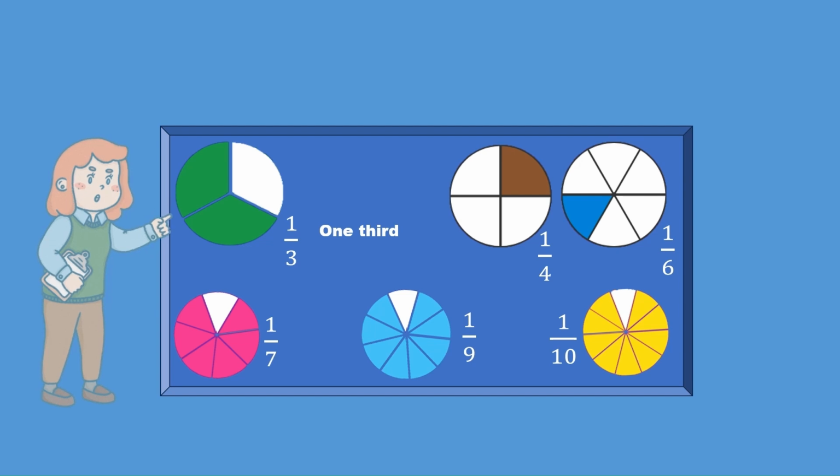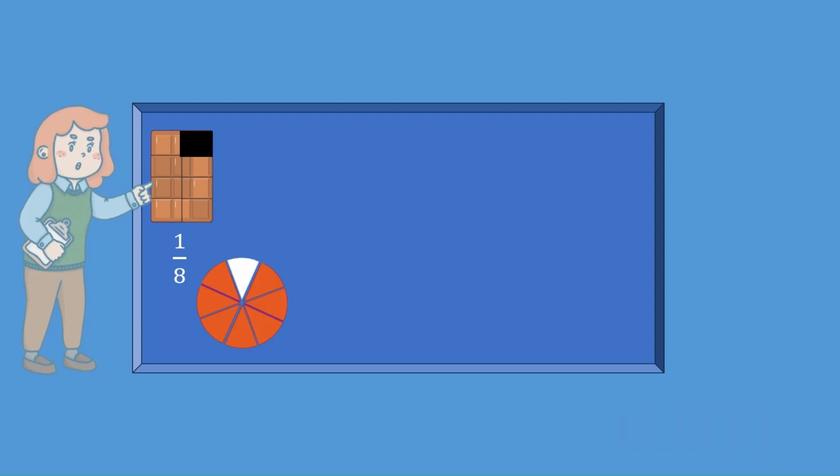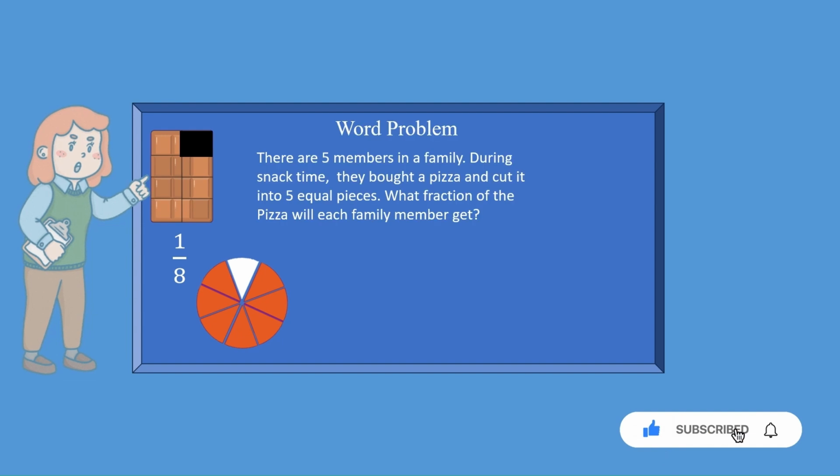Here we have taken all the cases 3, 4, 6, 7, 9, 10. There are 2 cases left with denominator 5 and 8. This chocolate is divided into 8 equal parts. Now suppose if you eat one piece out of this, what part of the chocolate are you eating? It is 1/8. I can show you the same with the help of a circle. In this particular circle, what part of the circle is colored white? It is 1/8.